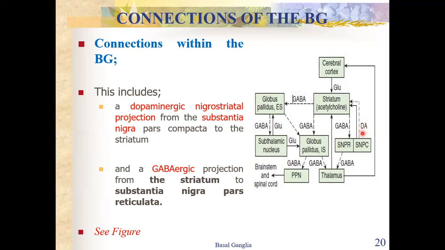There is also a GABAergic projection from the striatum to the substantia nigra pars reticulata. The neurons present in that connection are GABAergic neurons. The neurotransmitter there is GABA, gamma aminobutyric acid. So note there are two connections: the substantia nigra pars compacta projects to the striatum in a nigrostriatal pathway with dopaminergic neurons, and the striatum projects to the substantia nigra pars reticulata via the GABAergic pathway.